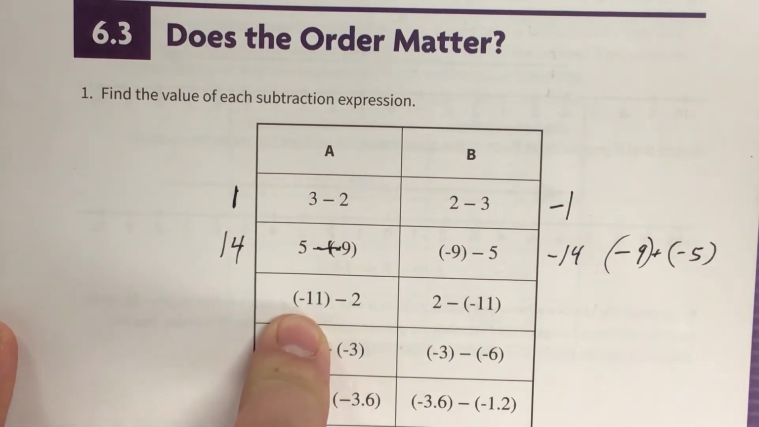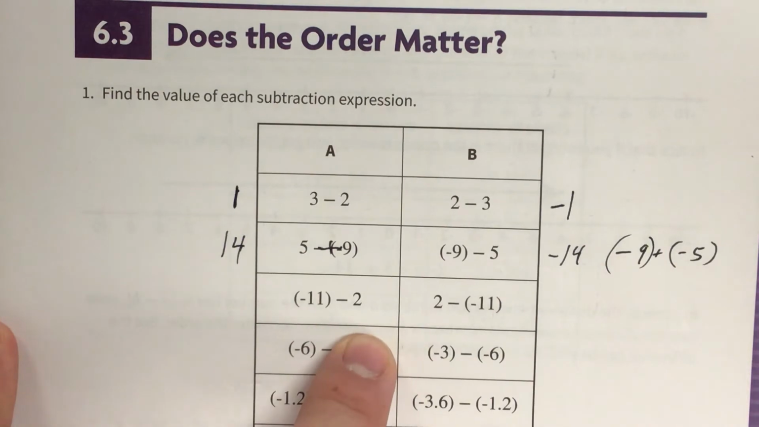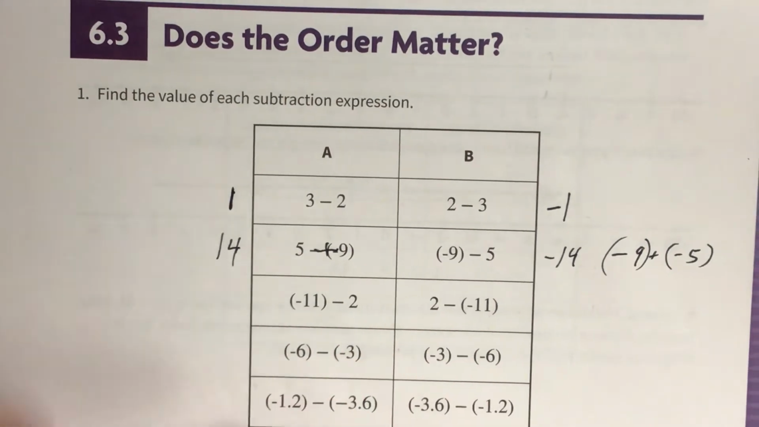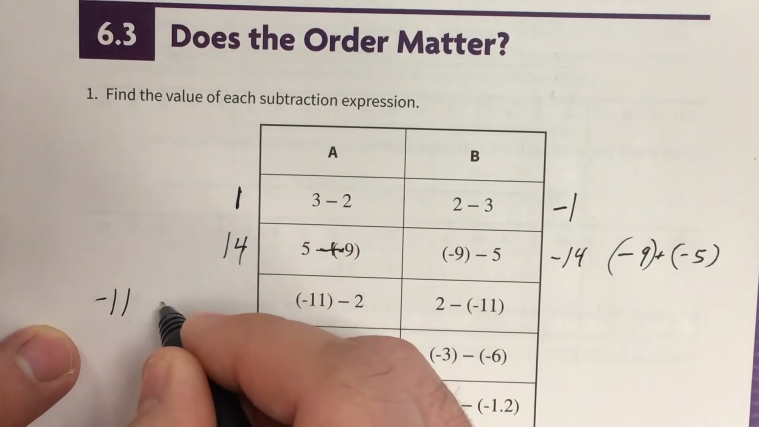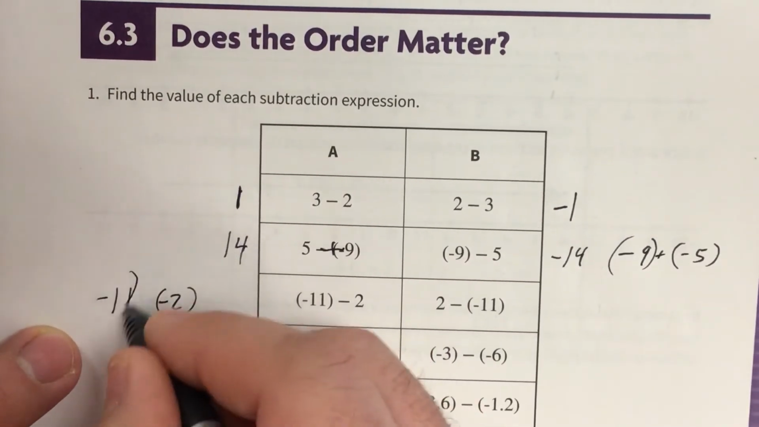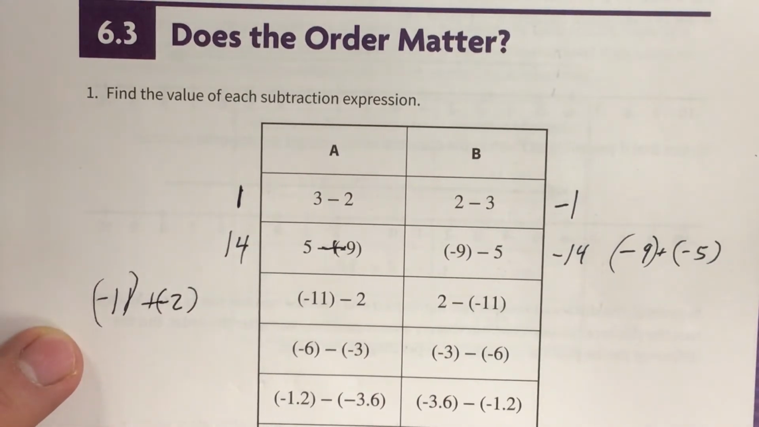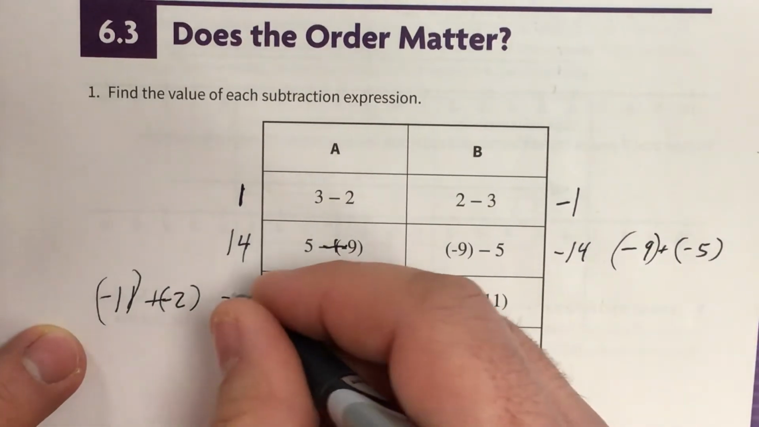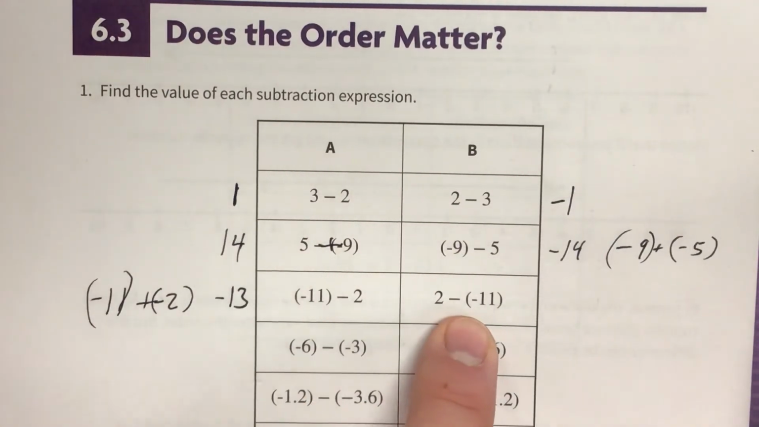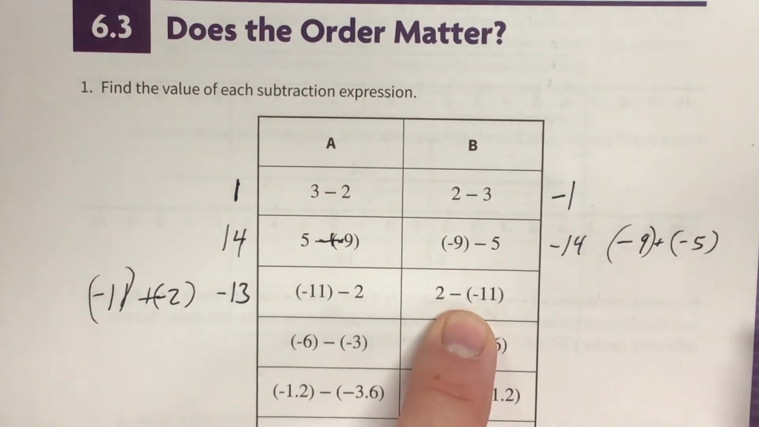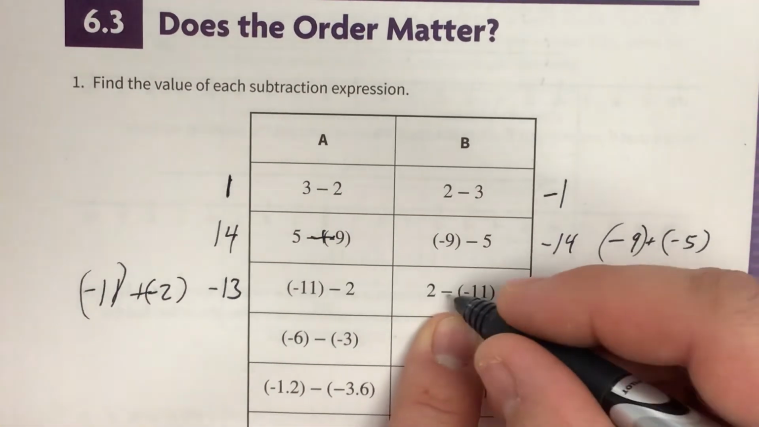Negative 11 minus 2. Careful. Remember that's the same as this. Negative 13. This one? Positive 13, two negatives in a row.